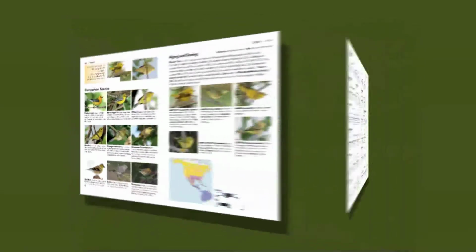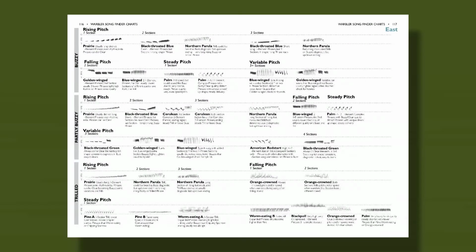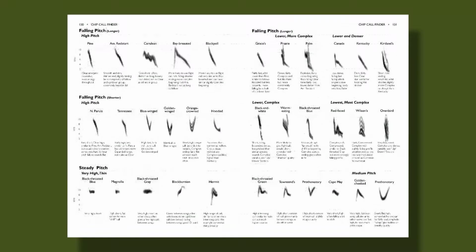We also use audio quick finders, which help identify songs by grouping them by structure and quality. We then carry this one step further with chip and flight calls, and have created these comparison finders that help study and identify those short vocalizations.